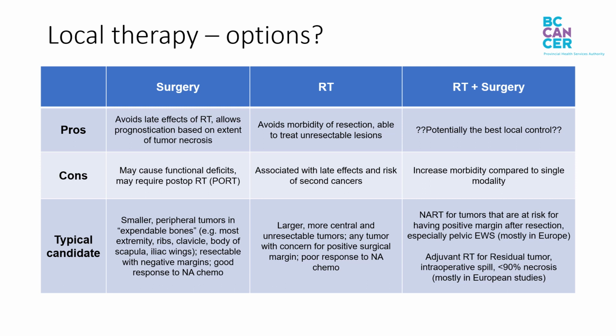There's an evolving literature around combined radiation therapy and surgery approach for local management. The benefit potentially is that it might offer the best local control, but the side effect would be that it increases the morbidity compared to just using single modality. And neoadjuvant radiation therapy has been commonly used in Europe for those tumors that are at risk for having positive margin after resection, especially for pelvic Ewing sarcoma. Of course, we know that adjuvant radiotherapy is often used for residual tumors, intraoperative spill, and less than 90% necrosis after primary surgical resection.